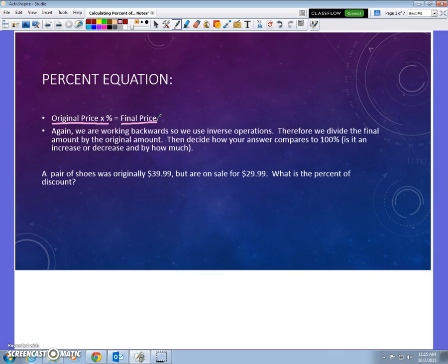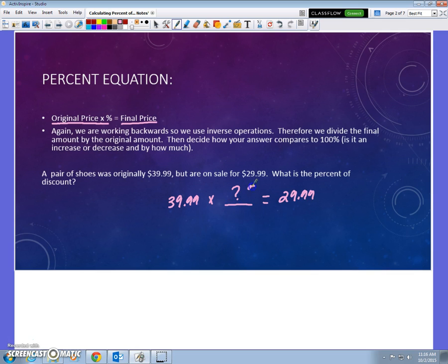It says the original price of shoes was $39.99, and now they're only $29.99. So if they were $39.99 and now they're only $29.99, what percent changed? So we need to find a calculator first, and we need to divide. Let's see here. I don't see one. Okay, we'll just have to do it the long way.